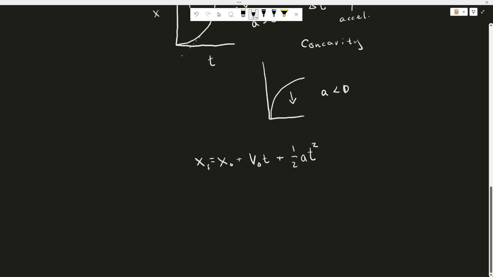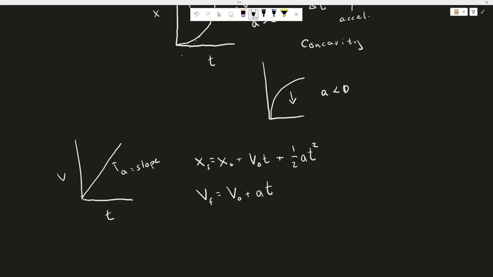Now, since the acceleration is just the change in velocity with respect to time, I could make a graph of my velocity with respect to time. And my acceleration would be the slope of this line. So that means that I can make another kinematic equation, Vf equals V naught plus AT. This gives me 2 out of my 3 kinematic equations.